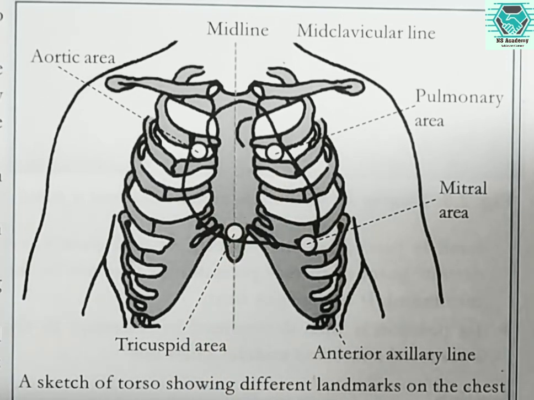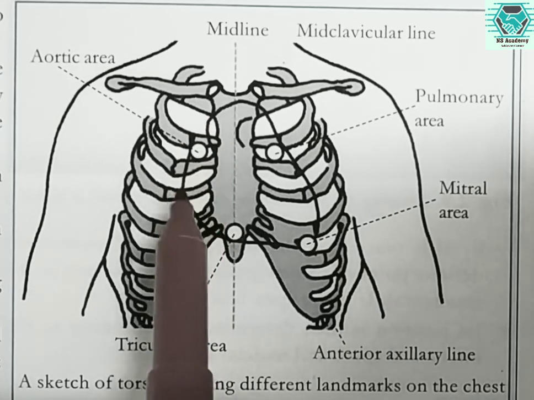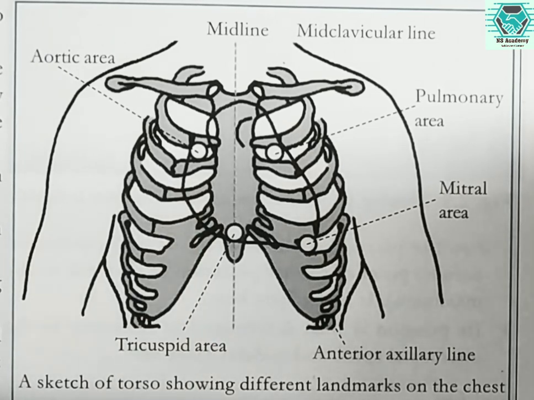So you can identify the first intercostal space, second, third, fourth and fifth intercostal spaces. These landmarks and areas are used to denote various points on the chest, and they are also helpful for placing the chest leads during the electrocardiogram.